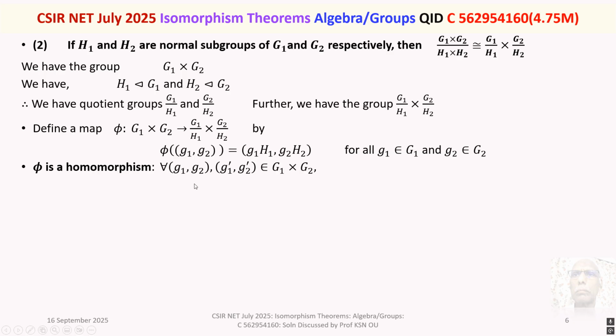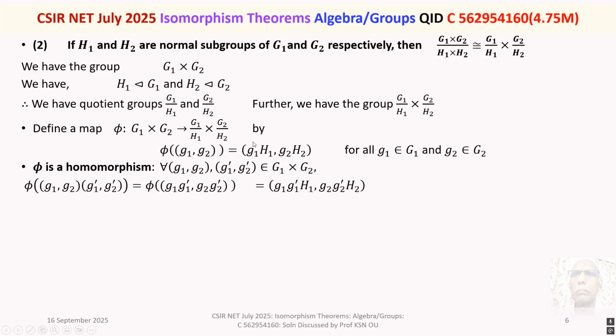We take two typical elements g1, g2, g1 prime, g2 prime coming from G1 cross G2. Then phi of the ordered pairs, so the product of the ordered pairs, is equal to, by definition, phi of g1 g1 prime comma g2 g2 prime.